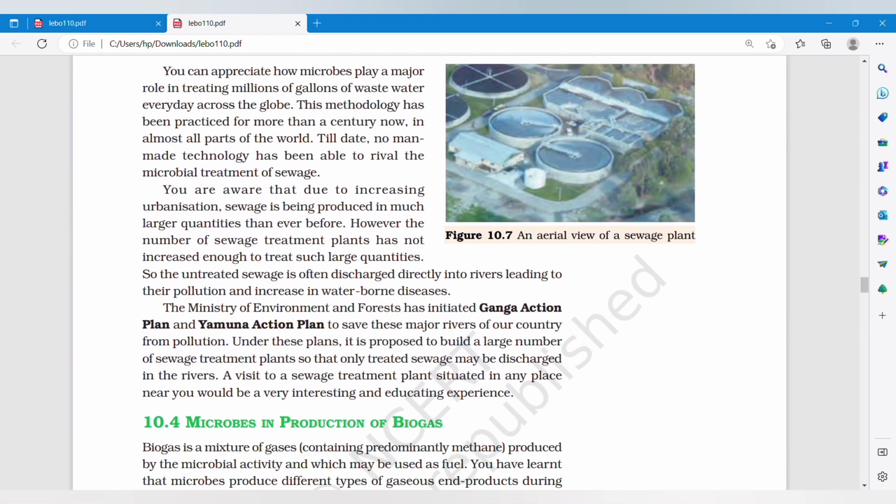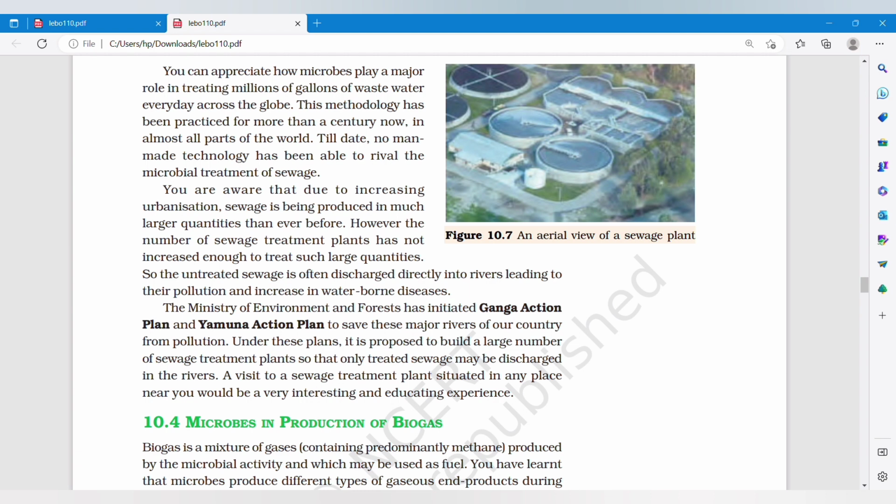You can appreciate how microbes play a major role in treating millions of gallons of wastewater every day across the globe. This methodology has been practiced for more than a century now in almost all parts of the world. To date, no man-made technology has been able to rival the microbial treatment of sewage.